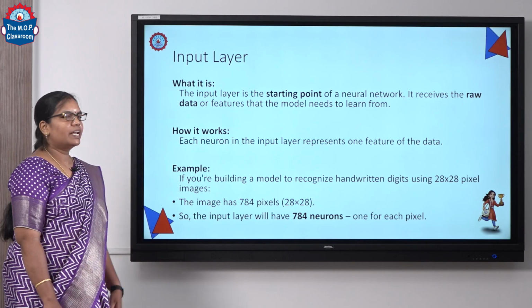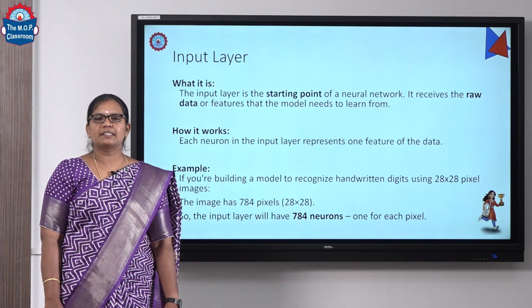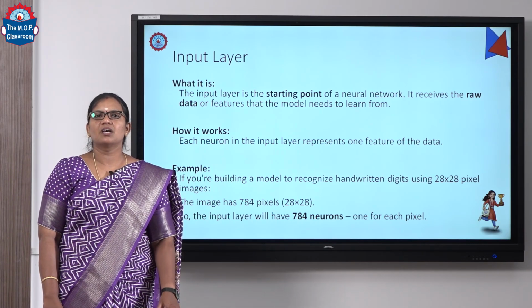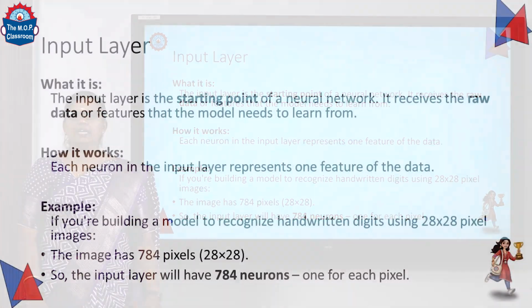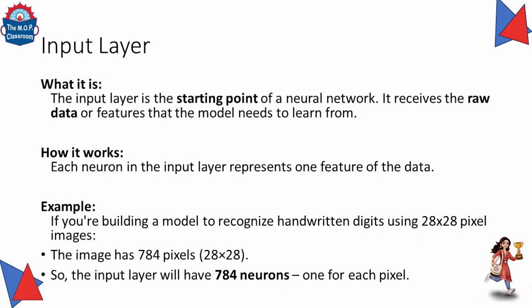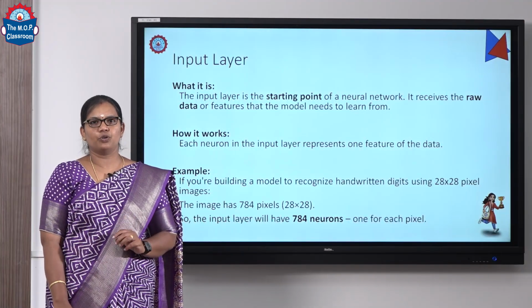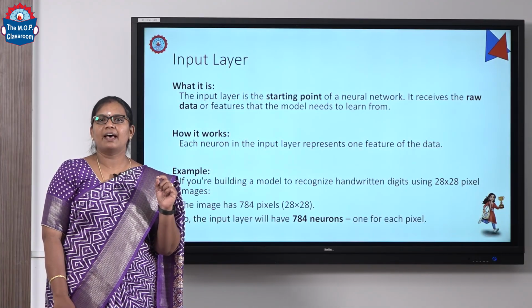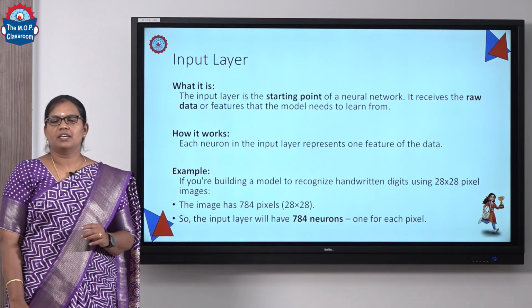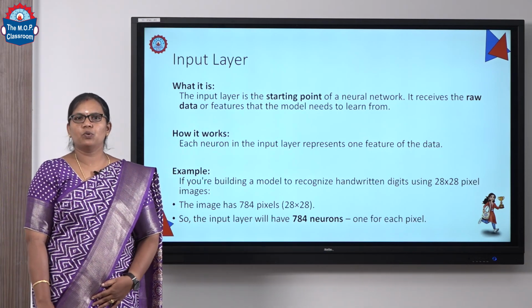For example, if you take the MNIST dataset, there are 28 by 28 pixels, totally 784 pixels. So the input layer carries 784 neurons. Each neuron has one feature. It captures the feature from the input.